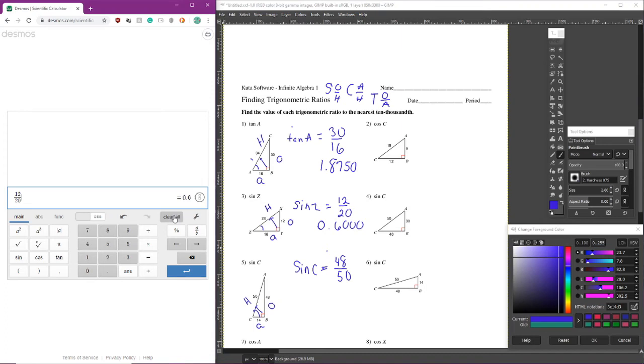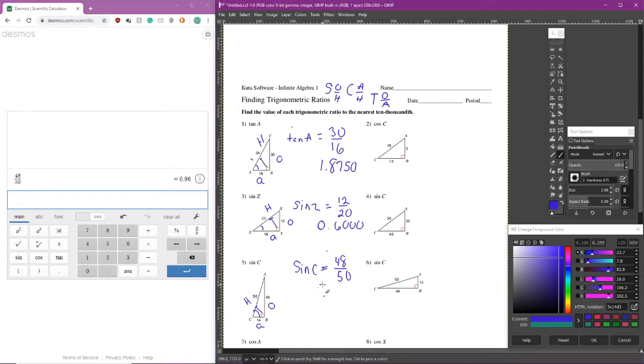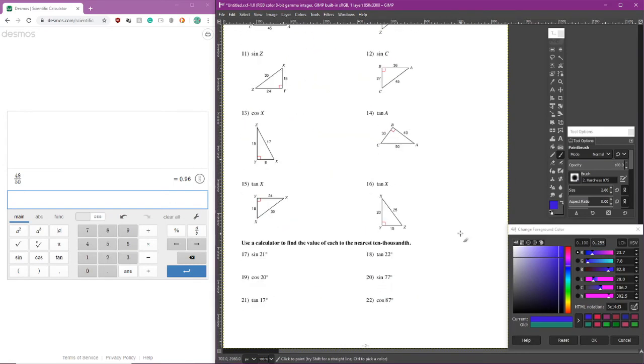And we can do the division. And that equals 0.96. Add 2 more zeros to get 4 digits beyond the decimal point. Now they won't always be in this configuration. Let's see if we can find one that changes things around. Let's look at our number 16.